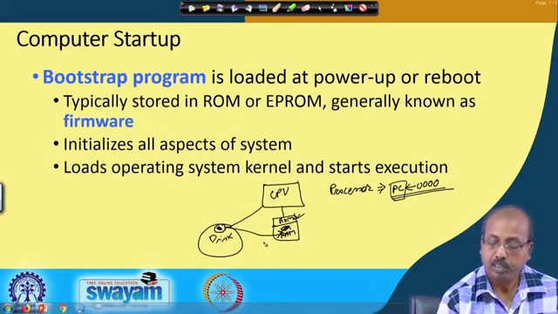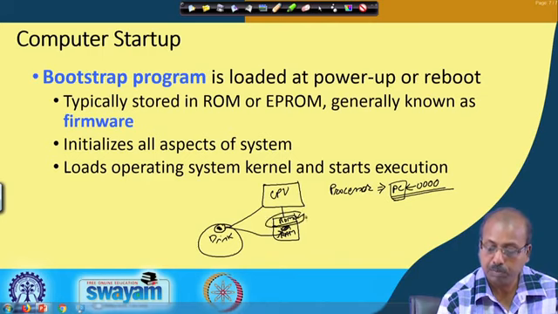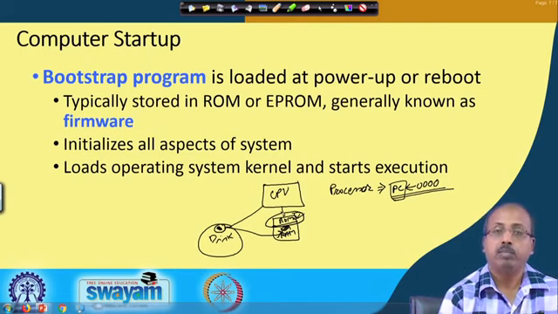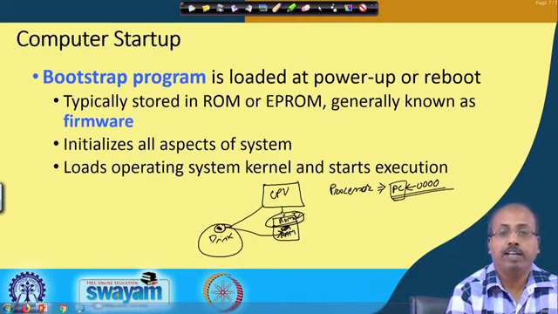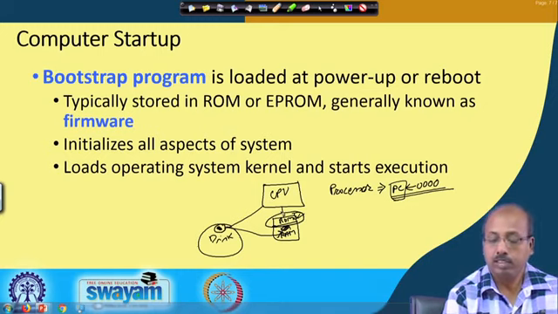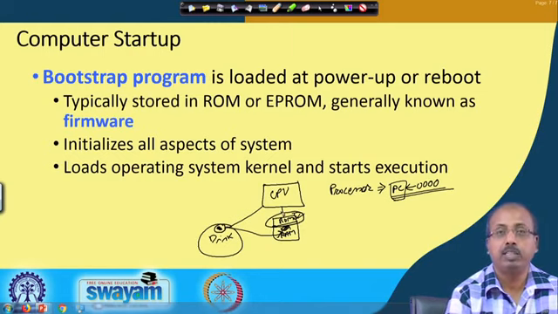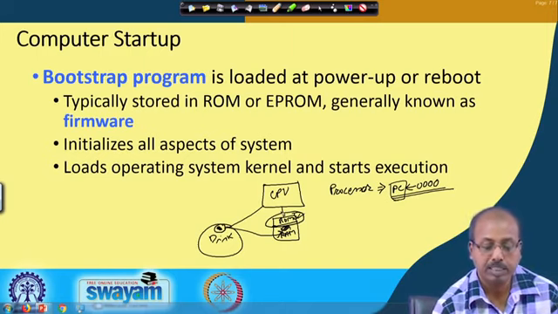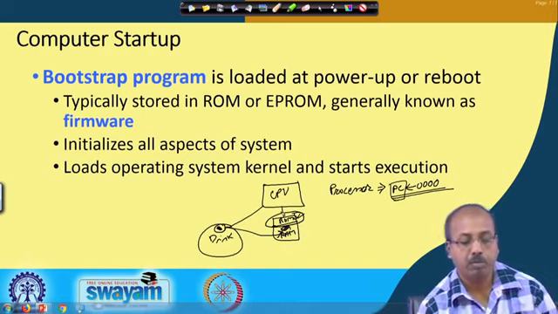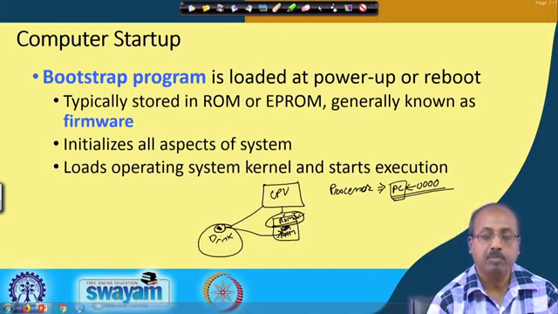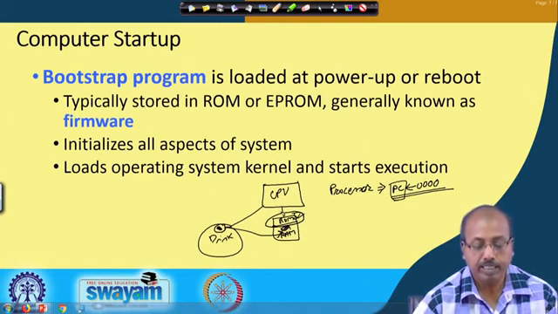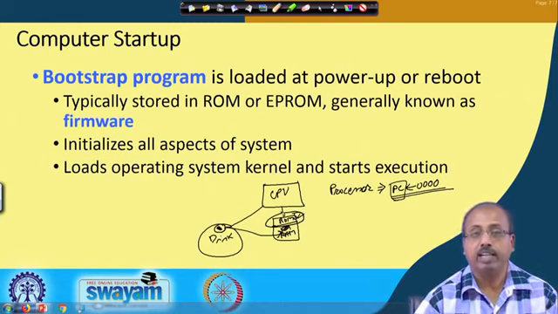This part of the operating system which is kept in ROM or EEPROM is called firmware, because this is not fully hardware, but it is not fully software also, because I am not going to change it. It is something intermediary between hardware and software, and that is why it is called firmware. The basic responsibility of this bootstrapping or firmware is to initialize all aspects of the system. It will initialize all the devices that you have in the system, and then it will load the operating system kernel and start execution.